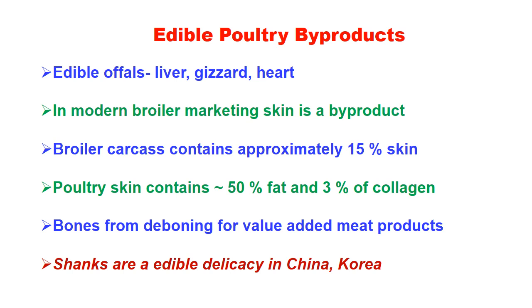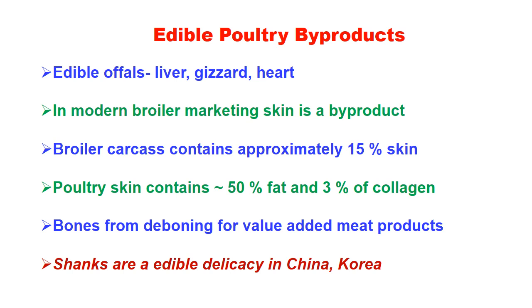So in modern broiler marketing, skin is often removed. So skin becomes a byproduct. But when it is from hygienic processing, properly handled, collected and stored, then this can become an edible byproduct which we can process into other useful items that I will discuss later.